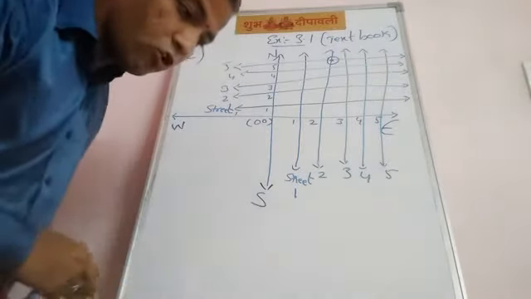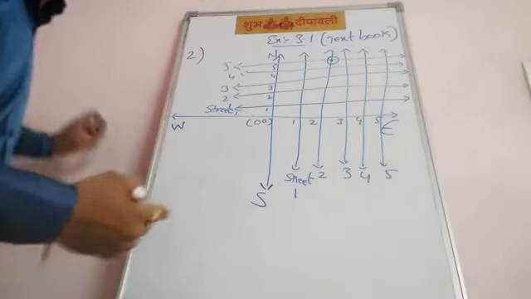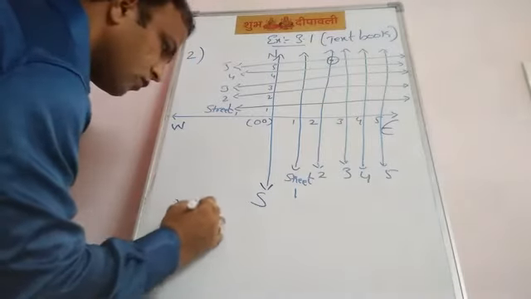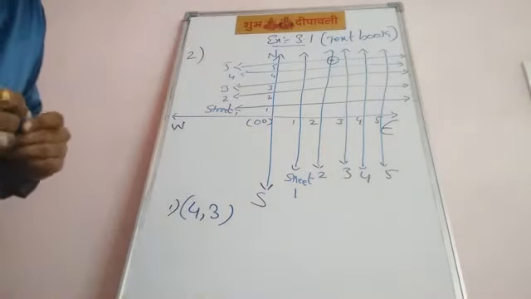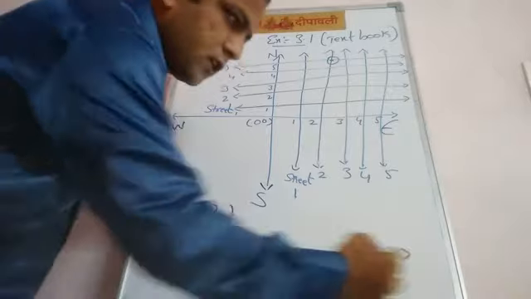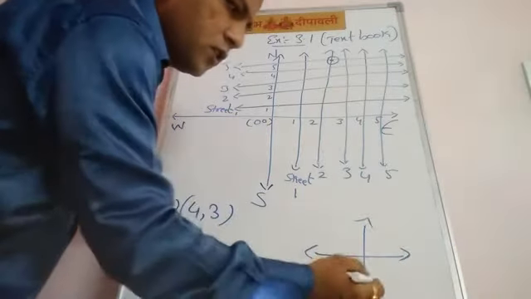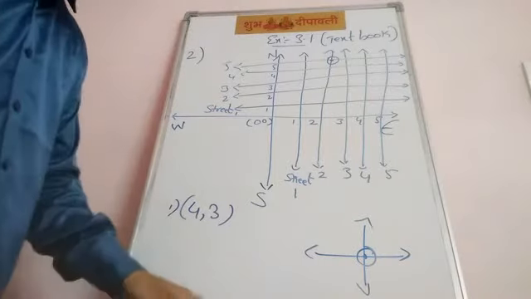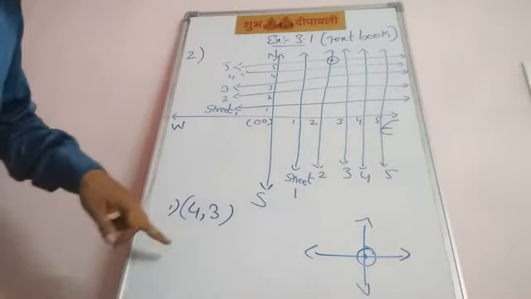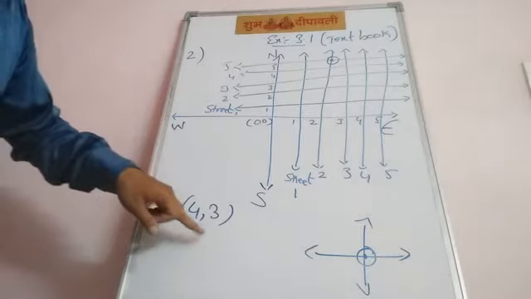How many cross streets can be referred to at a point 4, 3? At this cross street, right? So cross street means what? This is one street and this is one street. If these two streets intersect at this point, right? This point you will be calling a cross street.